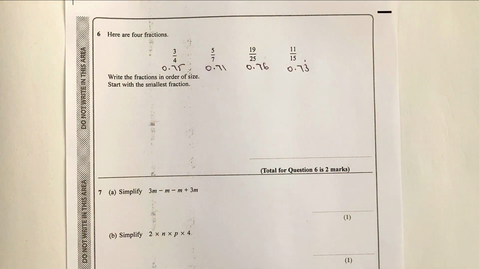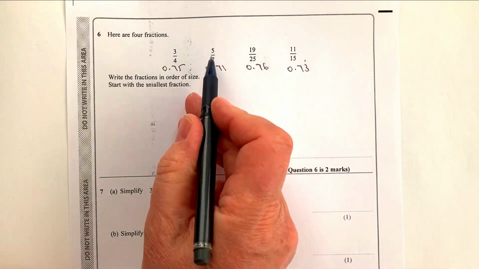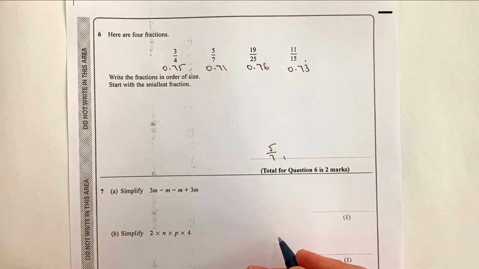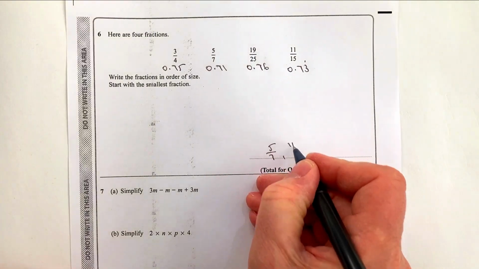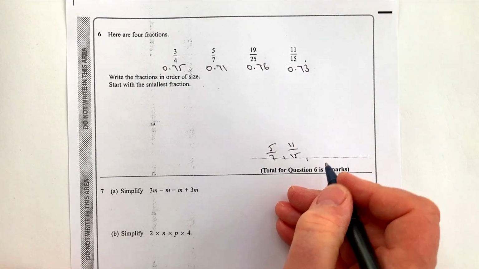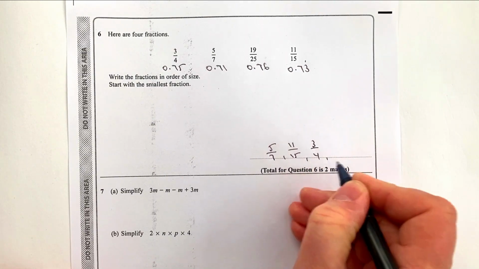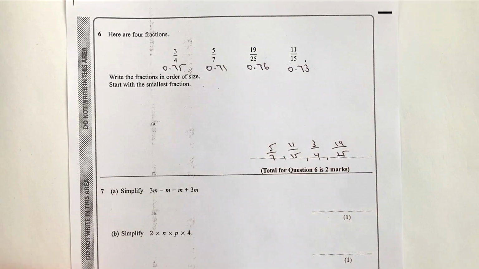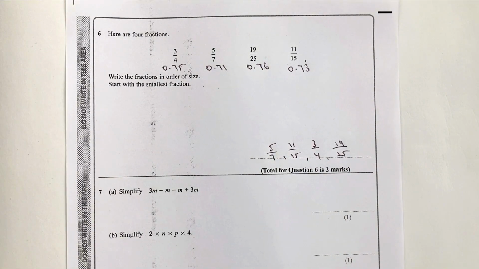Okay, so now it has asked you to write the fractions down in order of size. So the first one is going to be this one, 5/7. The second one is going to be 11/15. The third one is going to be 3/4. And then the fourth one is going to be 19/25.